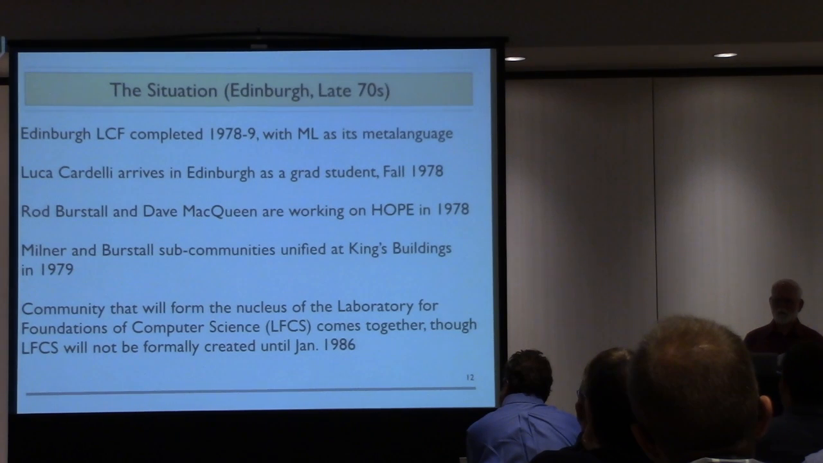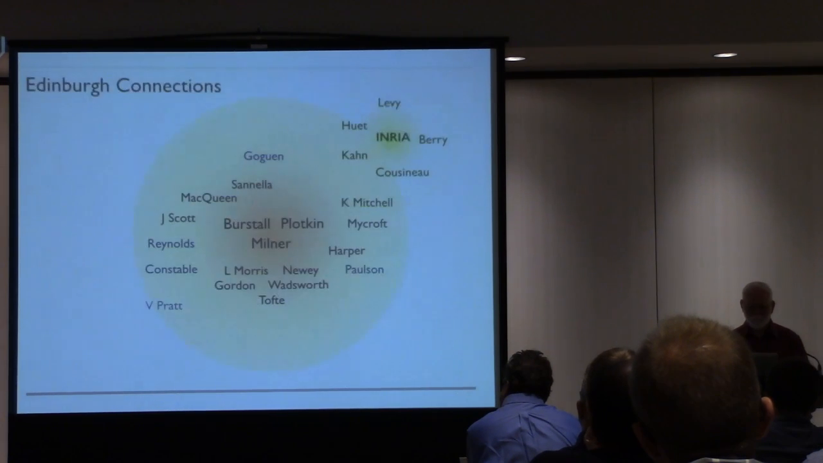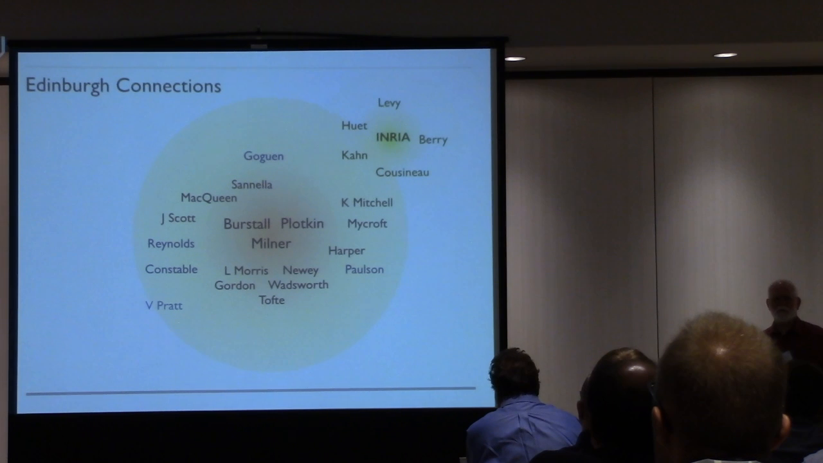The other person besides Rod, Gordon Plotkin, and Robin Milner was Matthew Hennessy. He was the sort of fourth founder. So Edinburgh was extremely well connected at this time. It was fantastic. I was extremely lucky that I decided to go to Edinburgh at that time, because it seemed like the center of the universe in terms of programming languages. So the three key personalities were Burstall, Plotkin, and Milner, but then there were a lot of other people.